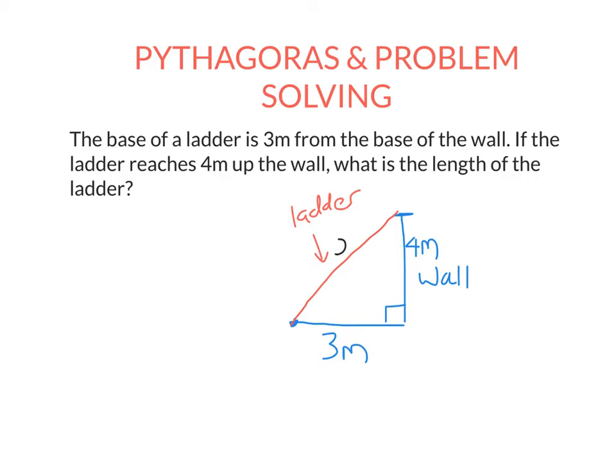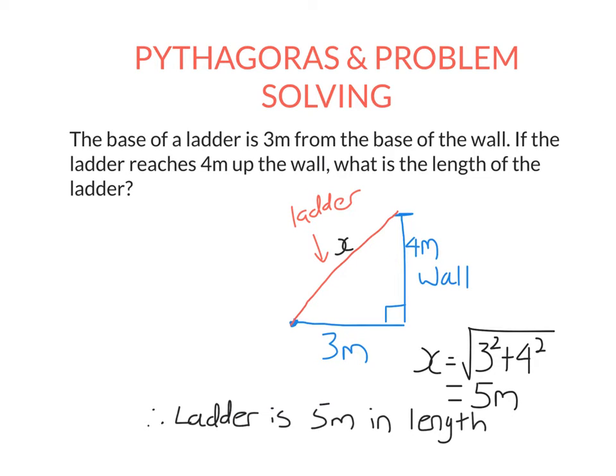If I call the length of the ladder x, x is the longest side, so x is going to be the square root of the shorter side squared plus the shorter side squared. Remember, we add when we're finding a longer side. If you put that on your calculator or do it in your head, you just get 5. So it's 5 meters. That means that if the base of the ladder is 3 meters from the wall and reaches 4 meters up the wall, the length of the ladder must be 5 meters. I write a worded answer to a worded question just to show that I know what I found. So therefore the ladder is 5 meters in length and we're done.